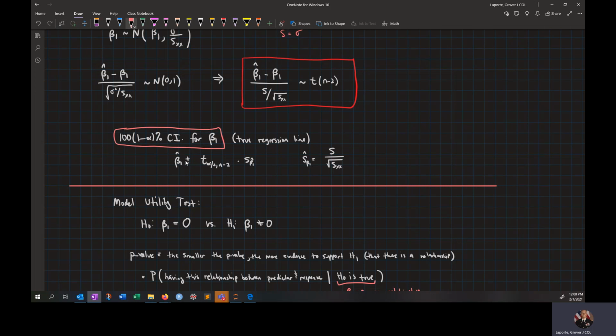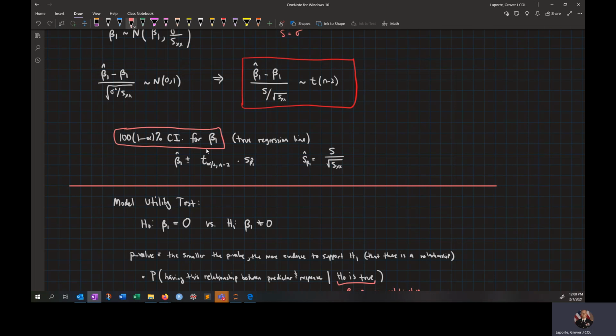But beta 1 hat is going to be plus or minus a t with alpha over 2, whatever your alpha is, whatever your level of confidence that you're interested in, n minus 2, this t distribution with an alpha over 2 as the probability in the tail. N minus 2 is your degrees of freedom. And then this S beta 1 hat is just what we just talked about, this thing that's on the bottom down here. So if you do that, then you can get a plus or minus, you can get a confidence interval for beta 1 with the true value of beta 1.